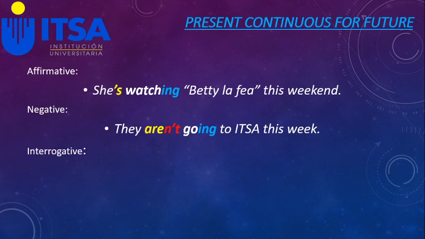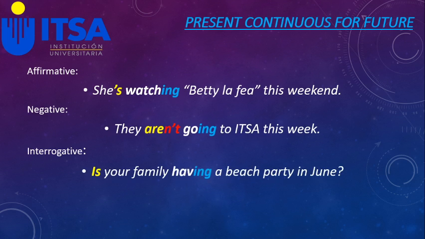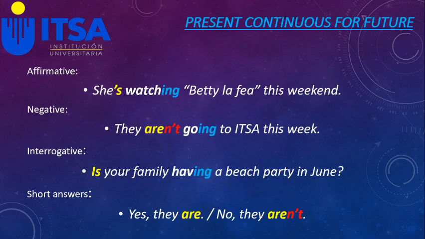For questions, we use the verb to be as an auxiliary verb, so it's placed at the beginning of the sentence. Is your family having a beach party in June? Is the verb to be as an auxiliary. In this case, your family is the subject and having is the main verb. So remember, this is the structure for yes/no questions. And short answers. Short answers are only with the verb to be.